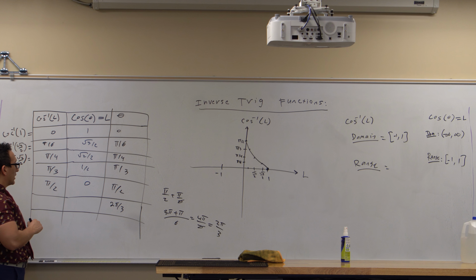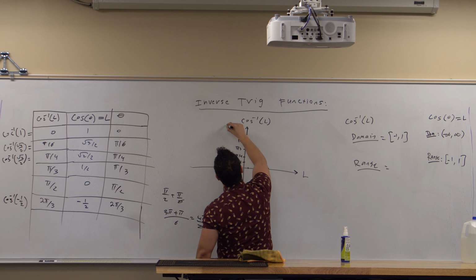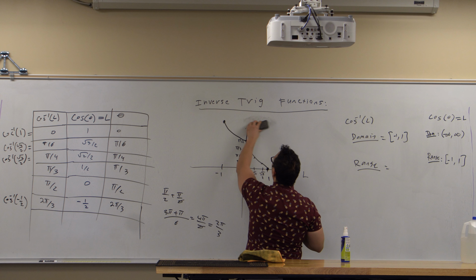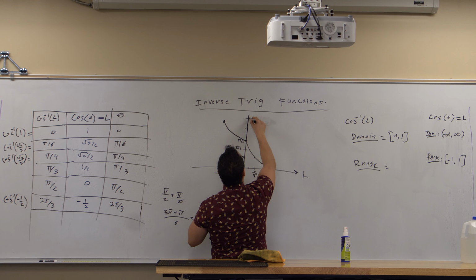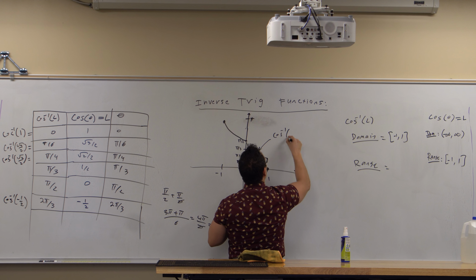Okay, so now evaluating the cosine at that, cosine becomes negative 1/2. And so cosine inverse of negative 1/2, let me put it right here, is now going to be 2 pi over 3. So if we were to go to these negative values, the rest of the function would look like this. Boom. And it would stop all the way up here. Over here, it would be at pi. Okay? So this is my cosine inverse of L.